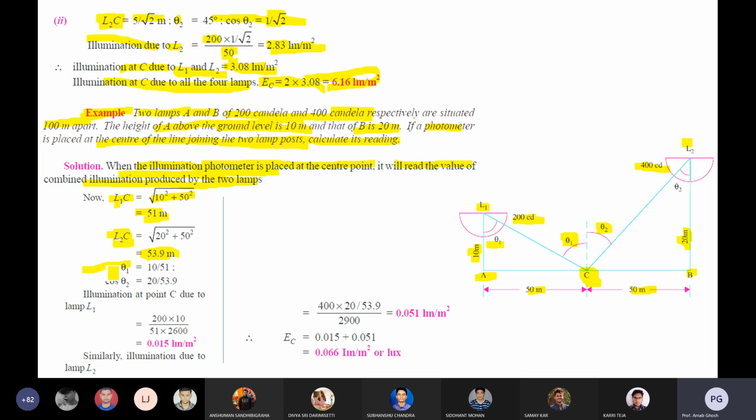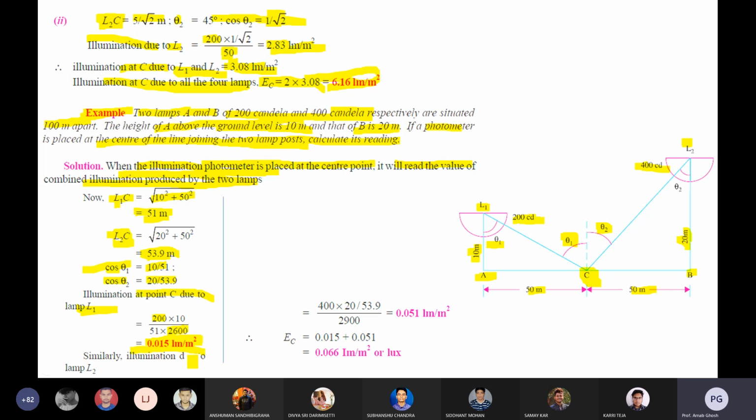So cos theta 1: theta 1 you can find out as B by H. B is 10, H is 51, so 10 by 51, and cos theta 2 is 20 by 53.9. So illumination at point C due to lamp L1: candle power is given, 200, into cos theta, 10 by 51, whole divided by distance L1C square, L1C is 51, the whole square. So it is coming 2600, so directly we will find 0.015 lumen per meter square.